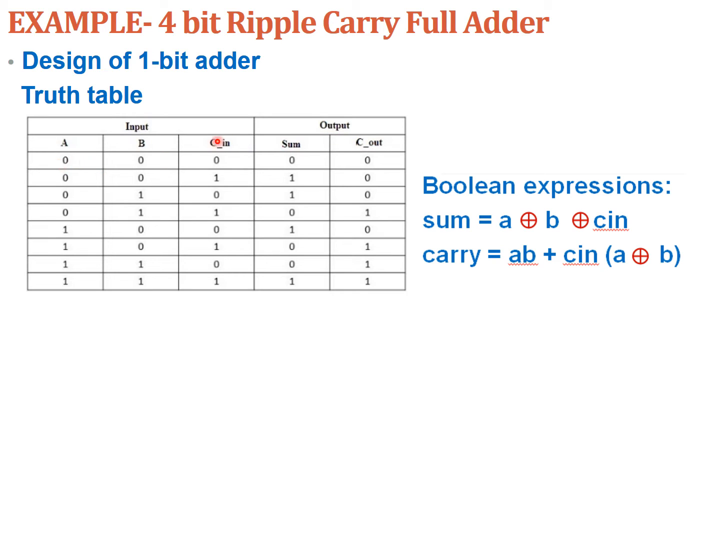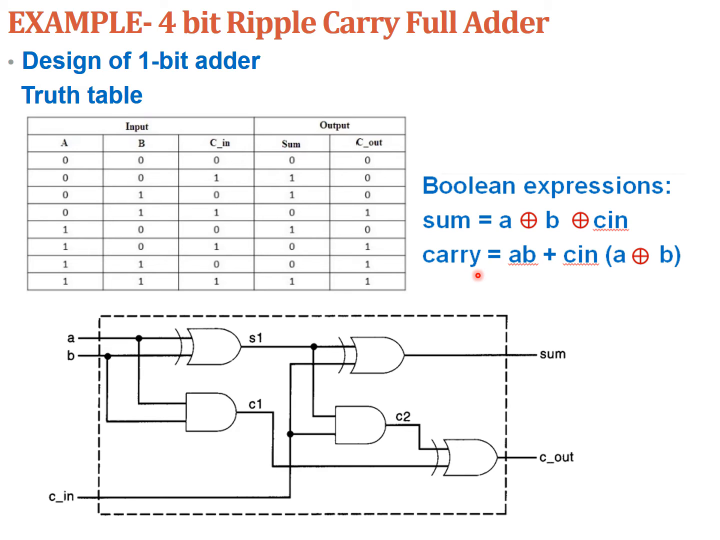This is the truth table of a full adder. For inputs 0, 0, 0 we have sum and carry as 0, 0. For 1, 0, 0 we have 1, 0. For 1, 1, 1 we have sum 1, carry 1. So this table is known to us. From the truth table, by using K-map or simplification techniques, we have obtained these two expressions: A XOR B XOR Cin as the sum expression and AB plus Cin into A XOR B as the carry out expression for this full adder.